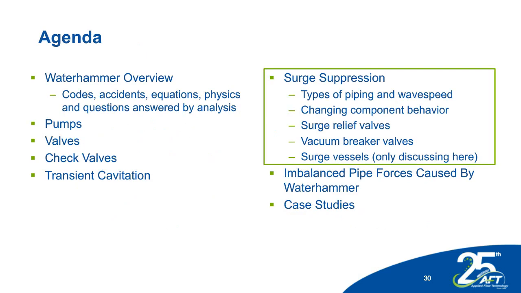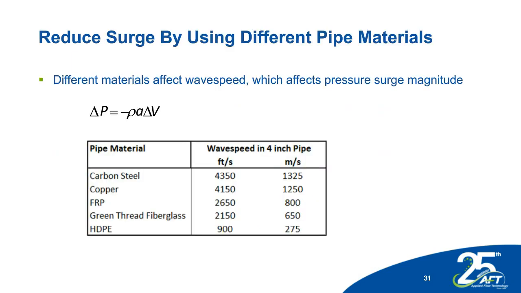All right. As far as surge suppression goes, there are lots of different ways to minimize the surge pressures that you're seeing, either changing the pipe materials or decreasing your initial pipe velocity. And so this is one way to help mitigate surges that you would see.